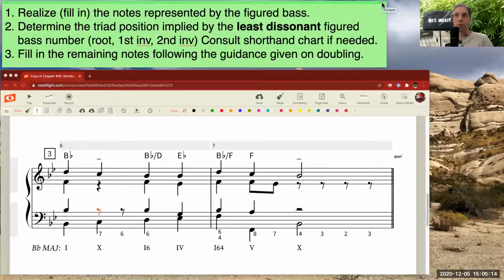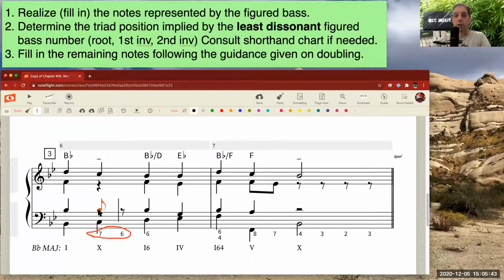The first step is to realize or fill in the notes represented by the figured bass numbers. I'll use the second chord, which has a 7 and a 6 in a row under the bass. So I simply think what note is a 7th above the bass and what note is a 6th above the bass. A 7th above would be B flat. The tenor is a good candidate for the B flat since the tenor is already singing a B flat.